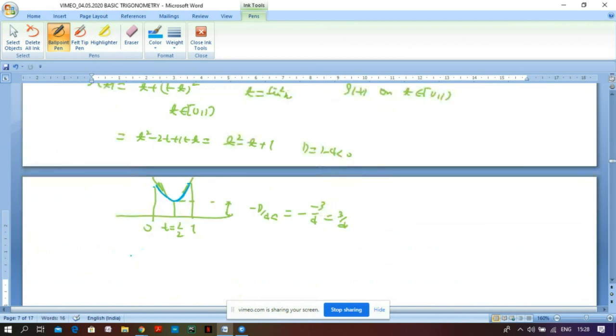So you know that g of half will give you minimum, and g of half is 3 over 4. And g of 1 or g of 0, anyone, because both are equally spaced from half. So I will calculate g of 0. So g of 0 is just 1. So you will get this as greatest value. So range of expression becomes 3 over 4 to 1.